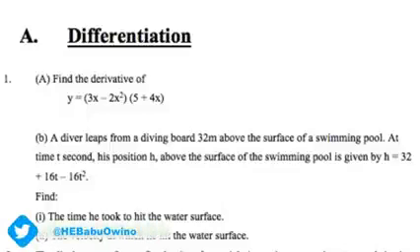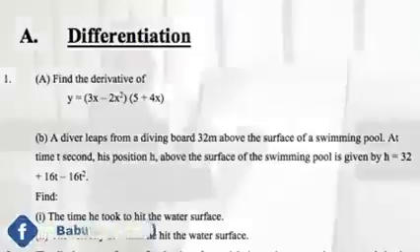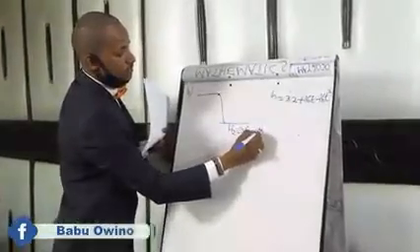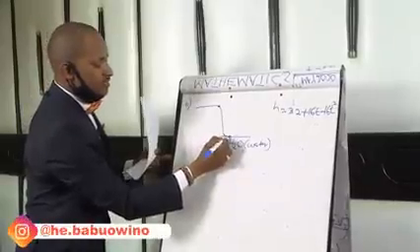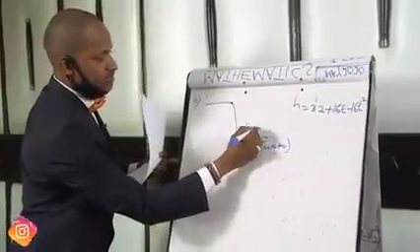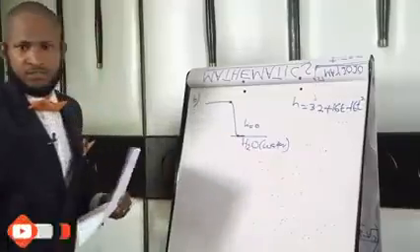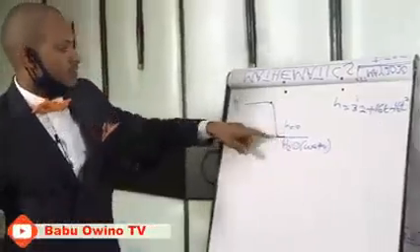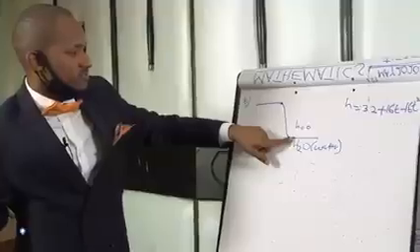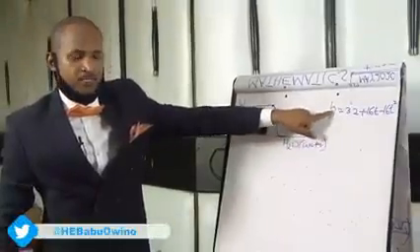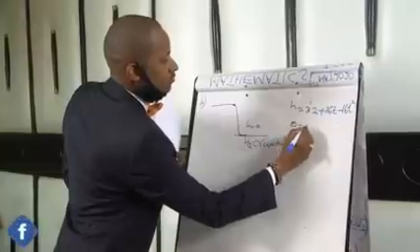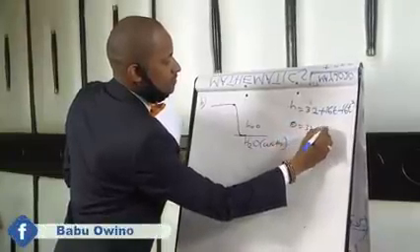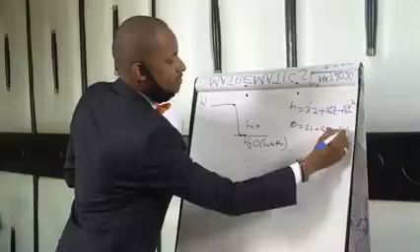So when the diver dives from here and hits the water surface, at the water surface, height is 0. Therefore, if they want the time taken for the diver to hit the water surface, we replace the height with 0. So here, 0 equals 32 plus 16t minus 16t squared.